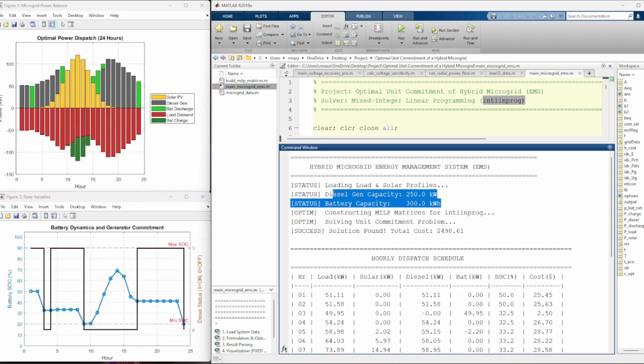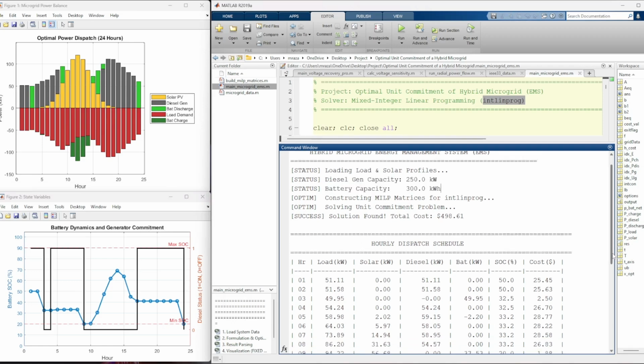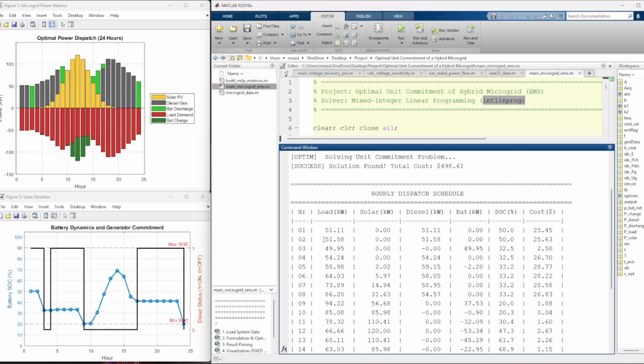In this table, I just mention how much capacity we are utilizing. And this table is very important. Here in the start of the second hour, our load is 51.58, but our batteries are not charged. Our SOC is around 50%, and all our load is served by the diesel generator, and the cost we are facing here is 25.63. I will talk later about how much cost we are paying for each kilowatt from the diesel generator.